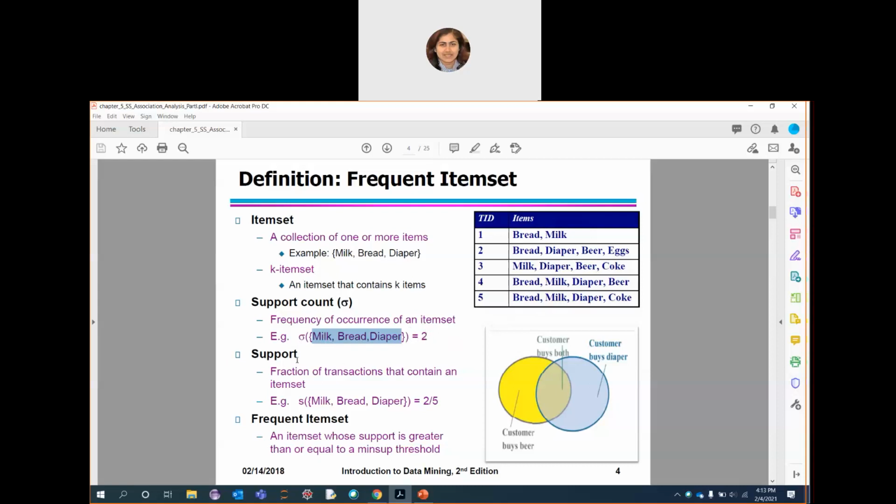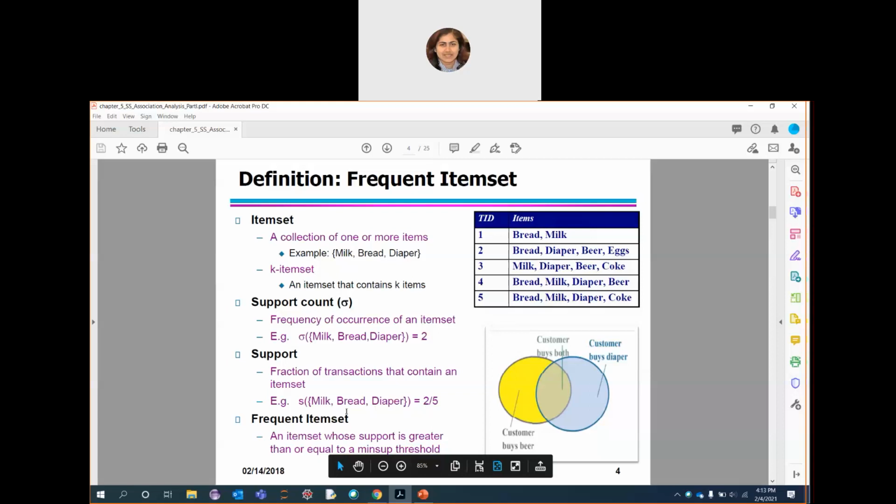Then comes support. Support count is different. Support is actually the fraction of the transactions that contain an item set. So how do we calculate this? If you are supposed to find out the support for this item set, milk, bread, diaper.